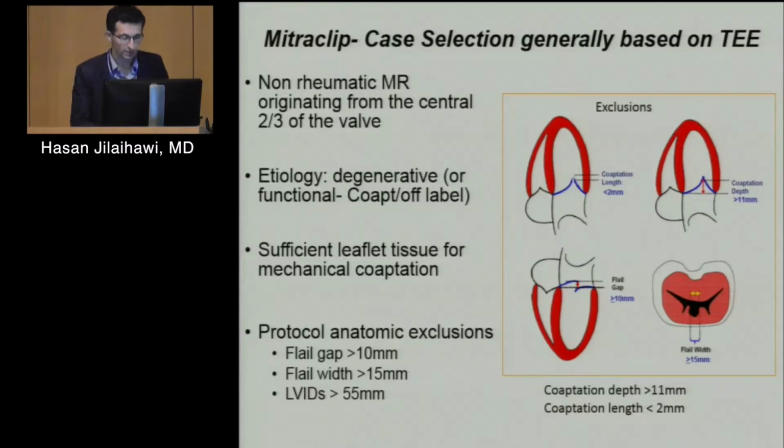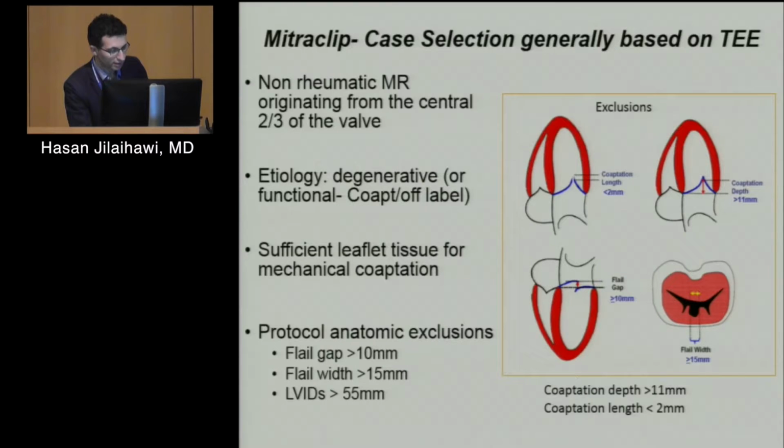Obviously, the mainstay is TE. We get beautiful images from 3D TE that are basically indispensable with this procedure. We know that we're primarily targeting central MR, but we can assess and treat many locations of MR. We can treat degenerative MR, functional MR. We just need to have sufficient leaflet tissue and be able to grasp that for mechanical coaptation.